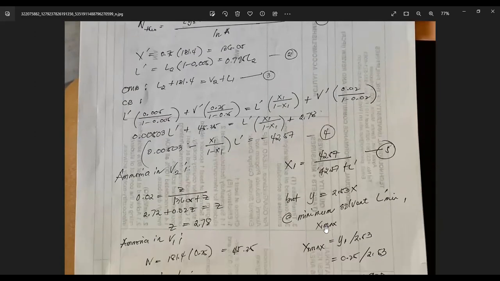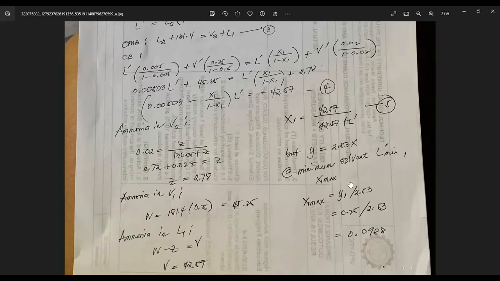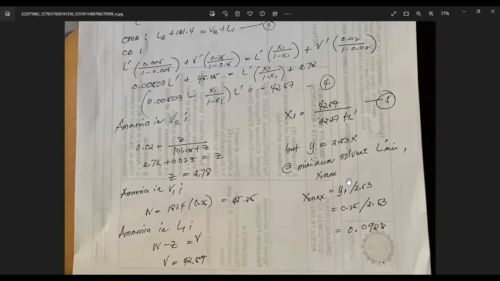But nonetheless, as to the minimum solvent requirement, you can determine it by using the equilibrium equation that I gave. So y is equal to 2.5x. At minimum solvent, L prime minimum, you'll get the X1 maximum, or you can maximize the amount of ammonia recovered by your solvent. So that could be solved using this equilibrium relationship.